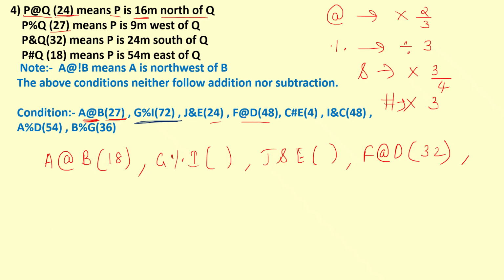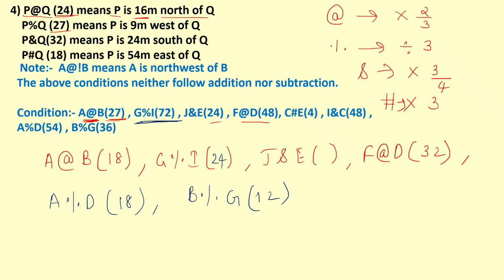So 72 divided by 3 will give you how much? 24. Okay. Next, percentage is there? Yes. A percentage D is there. So 54 divided by 3 will give you how much? 18. Correct. Next, B percentage G is there. So 36 divided by 3 will give you 12.